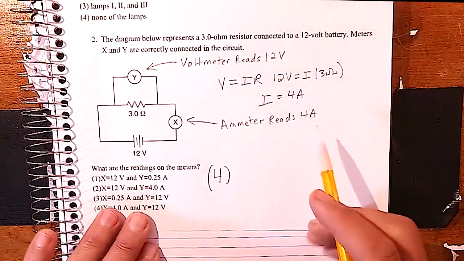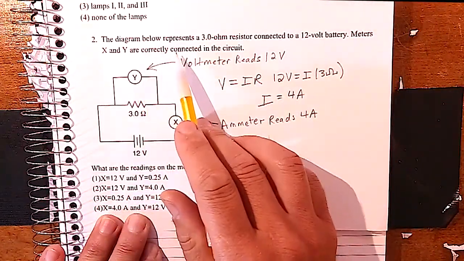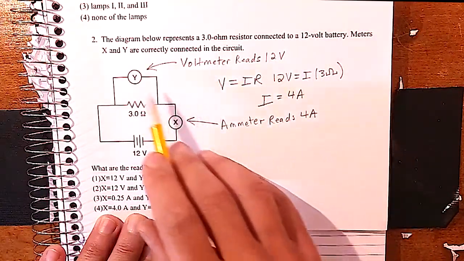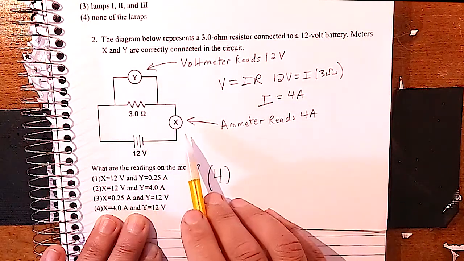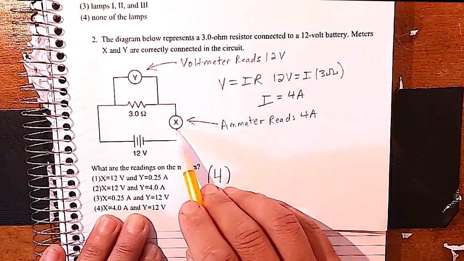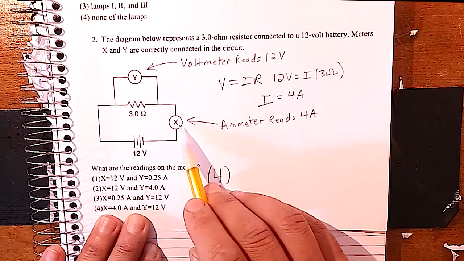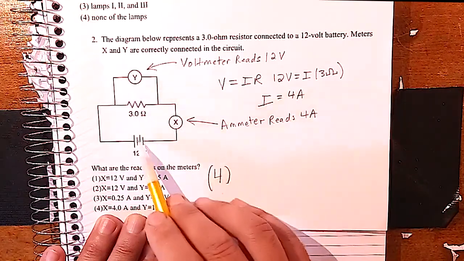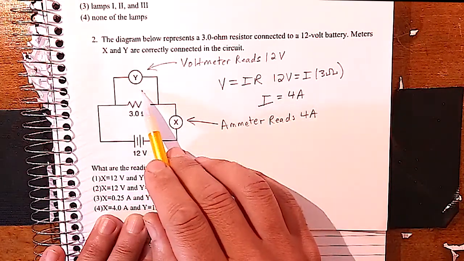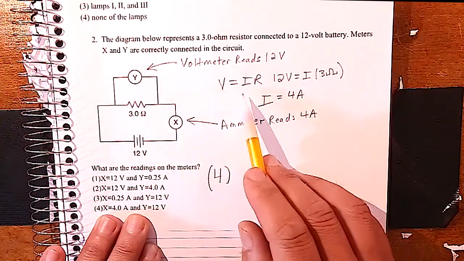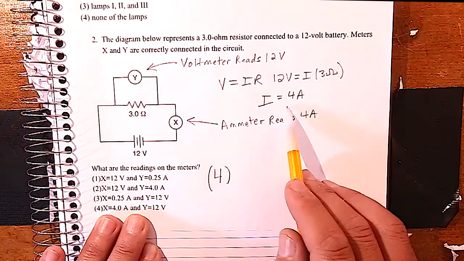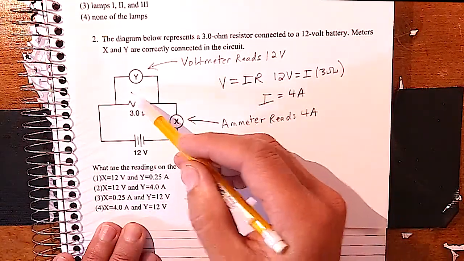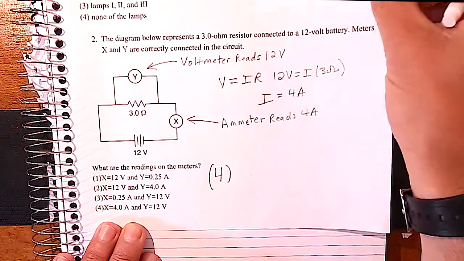In this one, there's a lot going on. The diagram represents a 3 ohm resistor with a 12 volt battery, and they've got these 2 meters, X and Y. So we know that meters wired in series are ammeters and in parallel are voltmeters. And this is going to read the total voltage, so that's 12 volts. And we can use V equals IR to get the current. So the current is 4 amps. So we know the voltage is 12 here and the current is 4, and that's the answer.